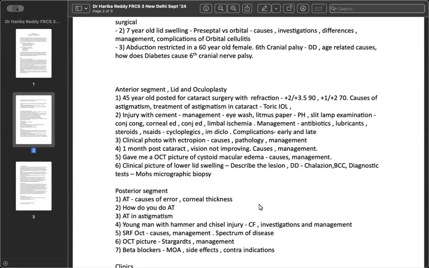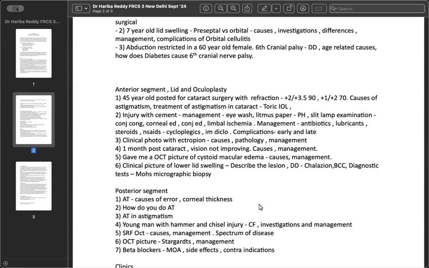Then there was a clinical photo with ectropion. So he asked me, what are the causes of ectropion? Again, there are four causes of ectropion: senile ectropion, mechanical, neurological, and what was the other one? Mechanical. So then he asked me, based on each one and the management.